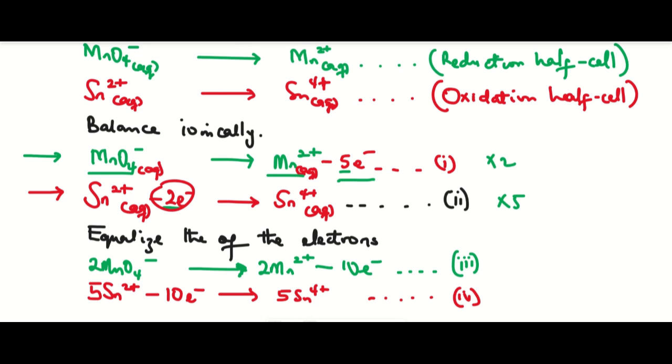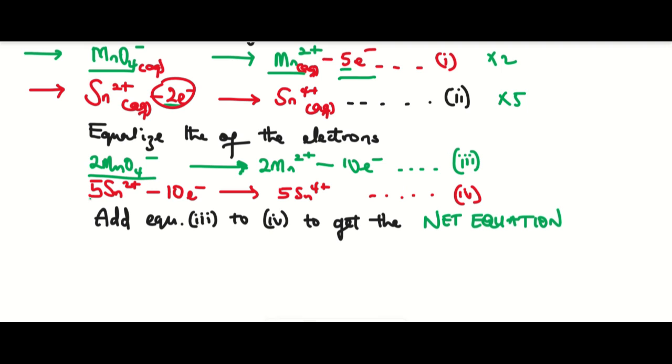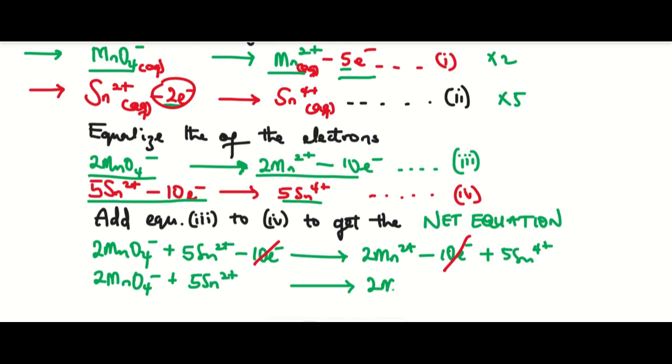Then the next thing is to get the net equation. So add equation 3 to 4 to get the net equation. So we are considering 2 MnO4- plus 5 Sn2+ minus 10 electrons for our reactant side, to give the product side: 2 Mn2+ minus 10 electrons plus 5 Sn4+. Note that we can easily cancel these 2 electrons. Hence, we'll be left with 2 MnO4- plus 5 moles of Sn2+ to give 2 moles of Mn2+ and 5 moles of Sn4+.